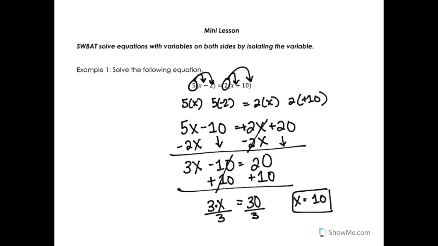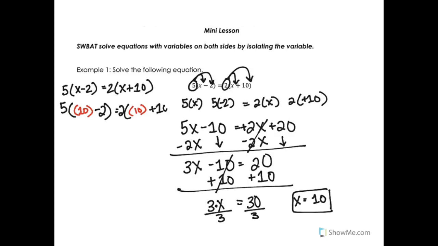Now your test is going to ask you to check your work for at least 3 problems, so we want to make sure that we know how to self-check when we're solving these equations. So in order to check, I'm going to take my equation 5(x - 2) = 2(x + 10), and I'm going to plug in the value that I got for x. So I have 5 parentheses. Now I'm substituting for x, so I need another set of parentheses. 5(10 - 2) = 2(10 + 10).